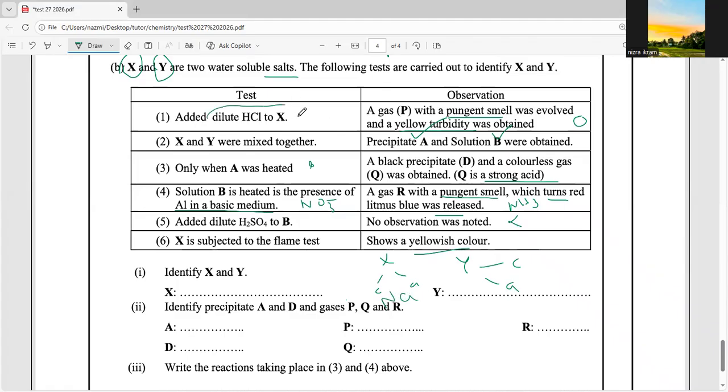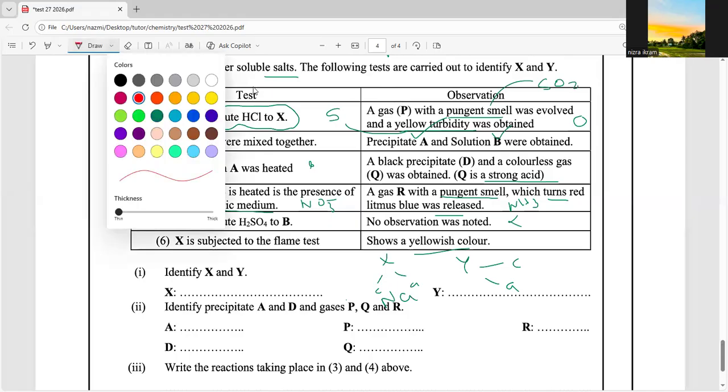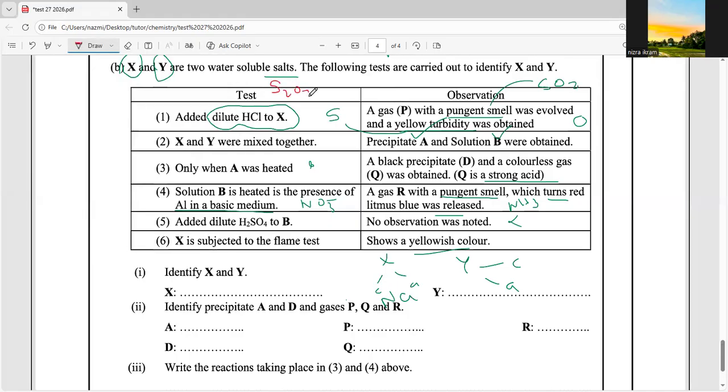Now they are adding dilute acid to X. It is giving a gas with pungent smell. So here I said yellow turbidity. That is sulfur. Pungent smell gas is sulfur dioxide. So this characteristic observation comes when dilute acid is added to S2O3 2-. I gave this in the identification of thiosulfate ion also. When you put an acid, it gives sulfur and sulfur dioxide. That means in X, the anion is this. Cation is sodium. So what's the compound? Sodium thiosulfate.